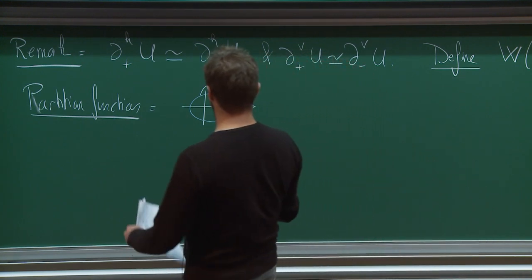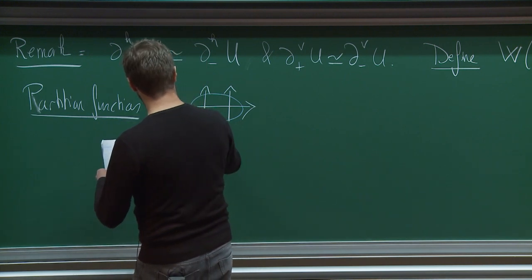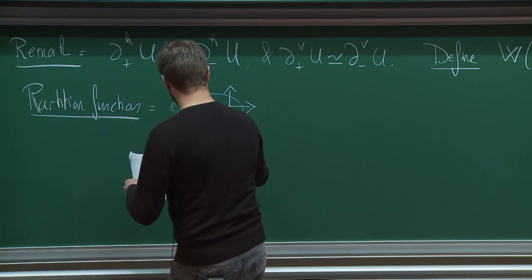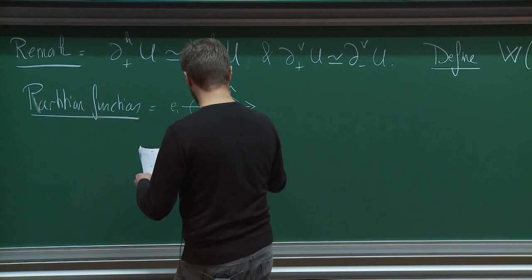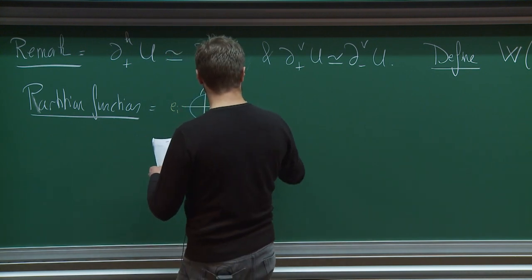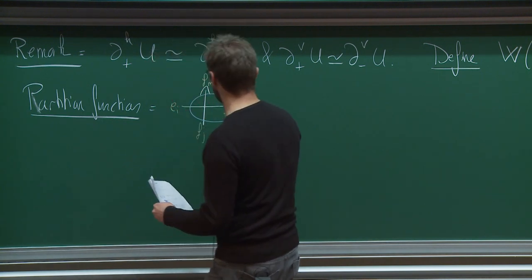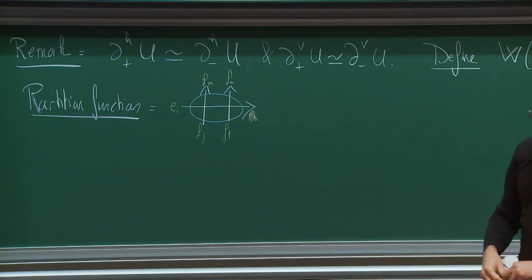So I'll have decorations like EI, FJ, FL, sorry, EK, FM, FN. So all possible decorations will be this.